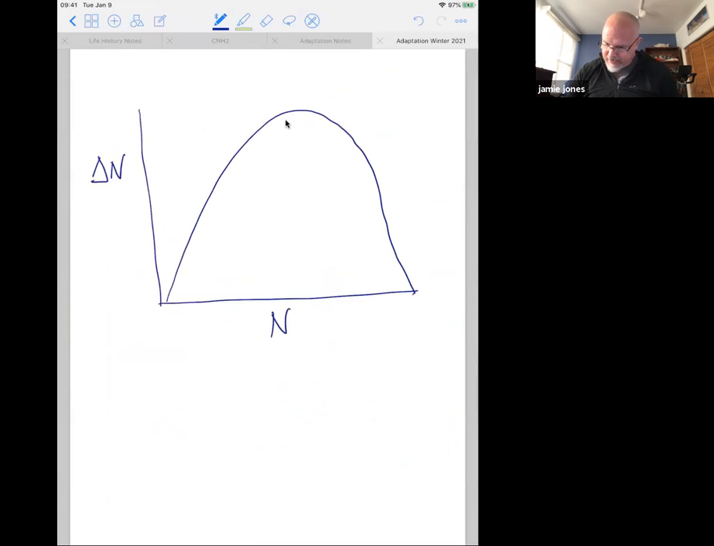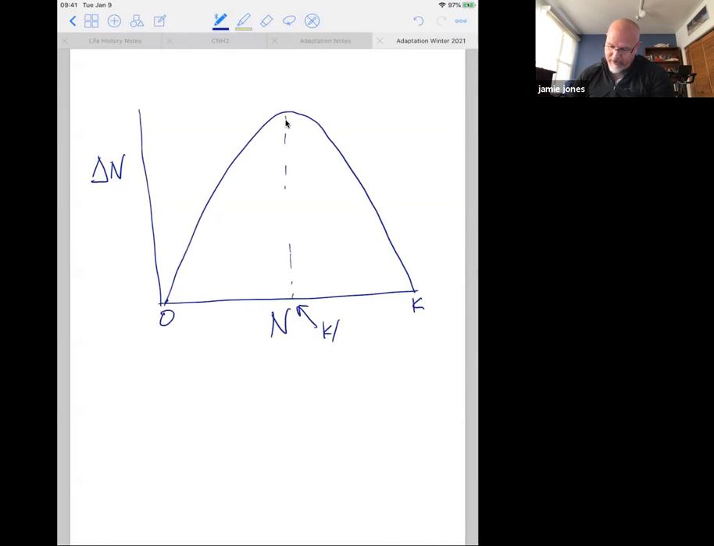And for the logistic model, this recruitment curve looks like, no, that's not good. Try it again. It's perfectly symmetrical, right? And it's just kind of hard to draw a perfectly symmetrical curve. All right, and this is K, and this is 0. When the population size is 0, the population doesn't grow. When the population is size K, it doesn't grow. And the population grows at a max when n is equal to K over 2. This is just a feature of the logistic model.